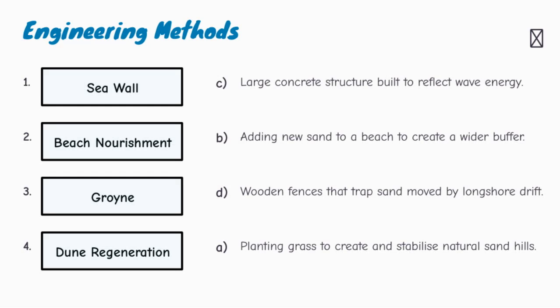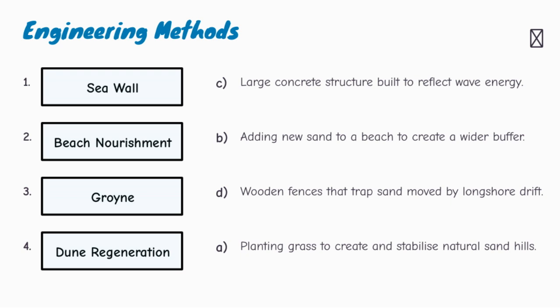Let's go through the answers. Seawall matches with C, a large concrete structure built to reflect wave energy. Beach nourishment matches with B, adding new sand to a beach to create a wider buffer. Groyne matches with D, wooden fences that trap sand moved by longshore drift. Dune regeneration matches with A, planting grass to create and stabilize natural sand hills.